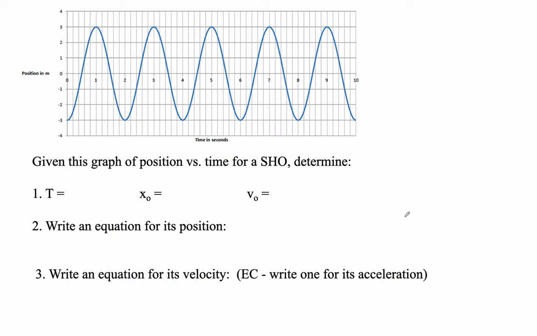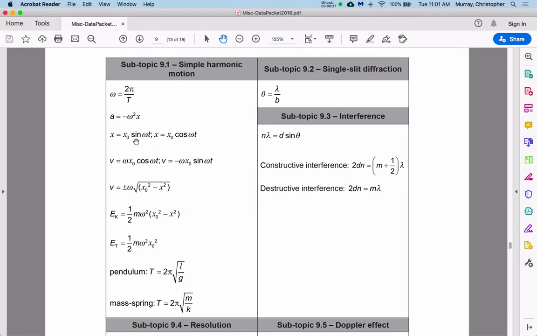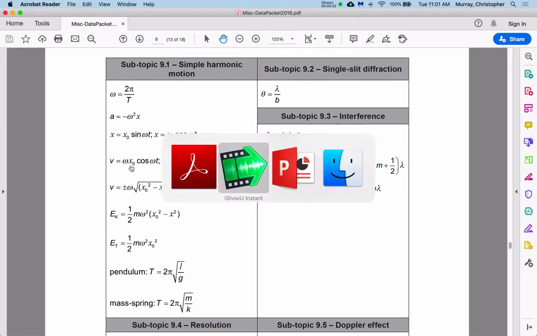Okay, so given this graph of position versus time for a simple harmonic oscillator, determine the period, that's the amplitude of it, right? Amplitude. And this thing here isn't in the data packet. This is our V, our maximum V, our V max, okay? If we look at the formula packet, the maximum velocity is just omega times x naught. So we've got to figure out what omega is, and then we'll figure out what x naught is.